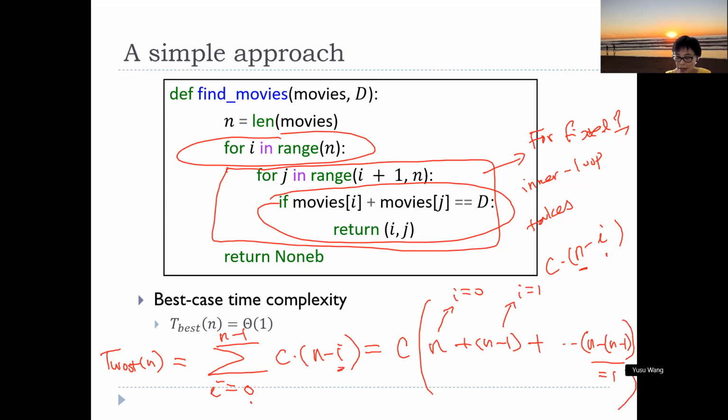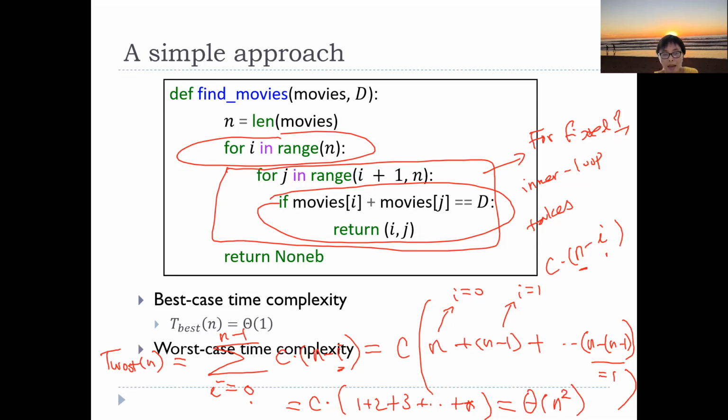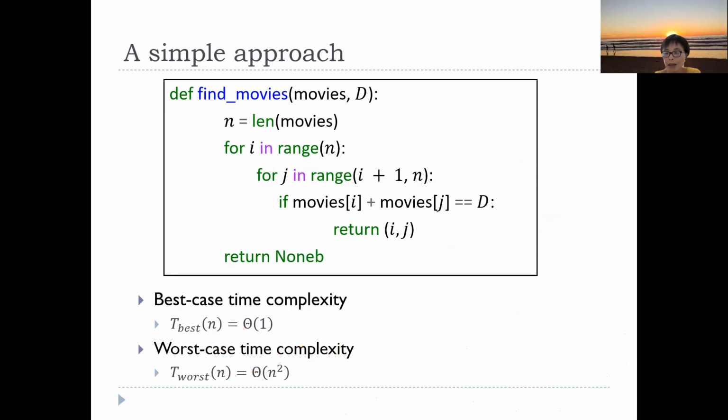So what we have is c times 1 plus 2 plus 3. I simply inverted the order here. So this is an arithmetic series, and this gives us quadratic. Okay, so the worst case is basically quadratic running time. Okay, all right.